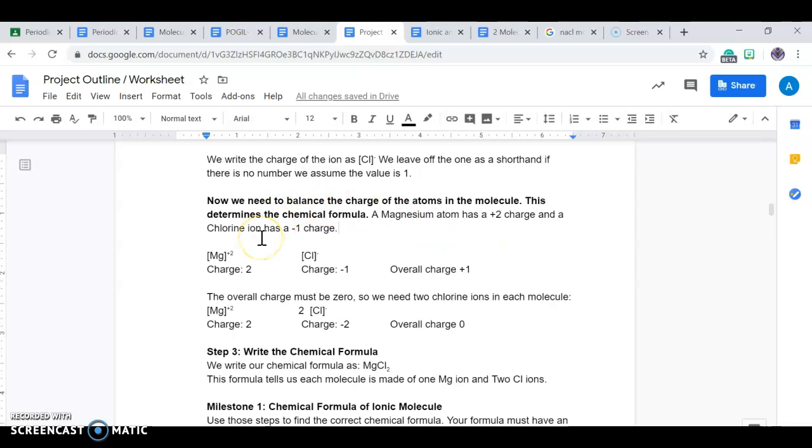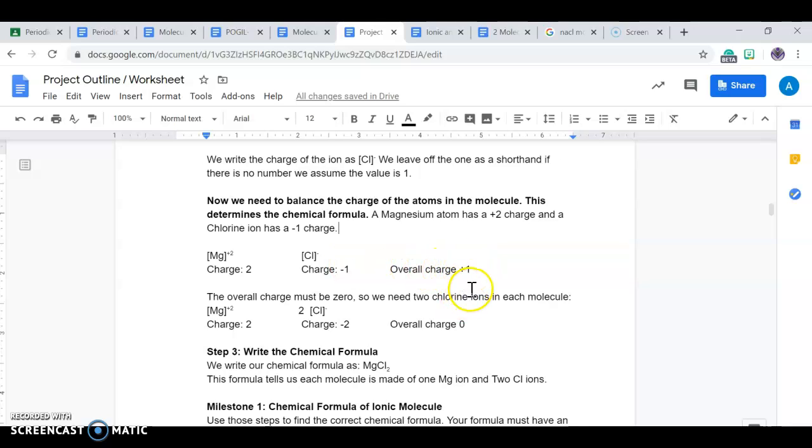So for my example that I did in this document, magnesium and chlorine, which you cannot use because it's the example, magnesium is in the 2nd column, so it ends up with a +2 charge. Chlorine is in column 7, so it gains 1 electron to get to 8, an overall negative charge of -1. So if you add those together, you have an overall +1 charge.